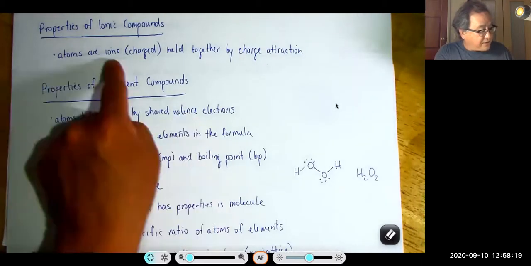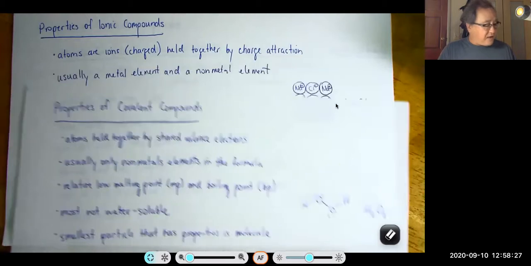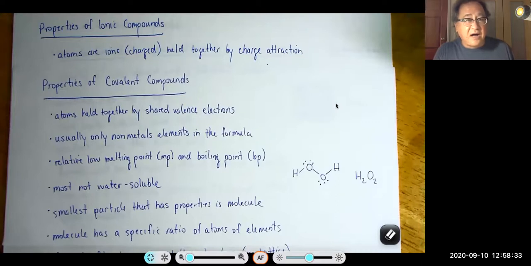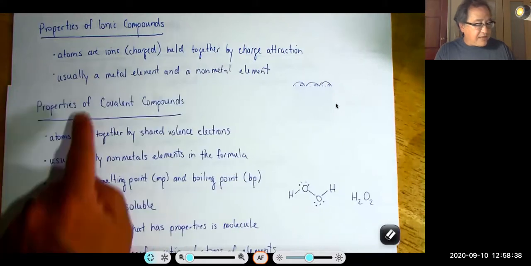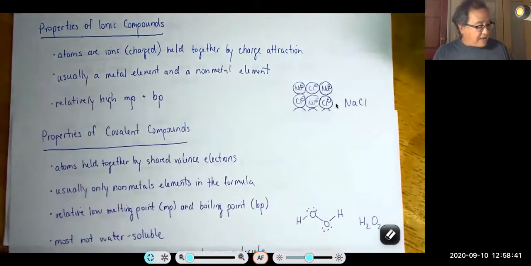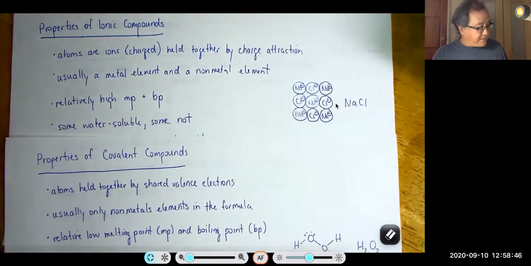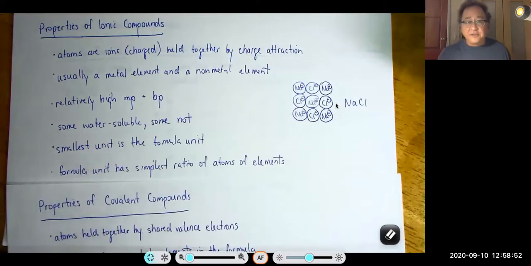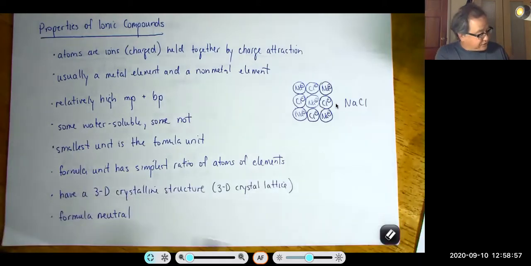Properties of ionic compounds: atoms are held together by charge attraction. So we learned about that in the past, that opposite charges are attracted. Well, in ionic compounds, the atoms are held together by charge attraction because they're not atoms, they're atoms that are ions. So here, it's usually a metal and a non-metal element, a relatively high melting point and boiling point, some water soluble, some not. Smallest unit is the formula unit, and the formula unit has the simplest ratio of atoms of elements. It has a 3D crystalline structure.